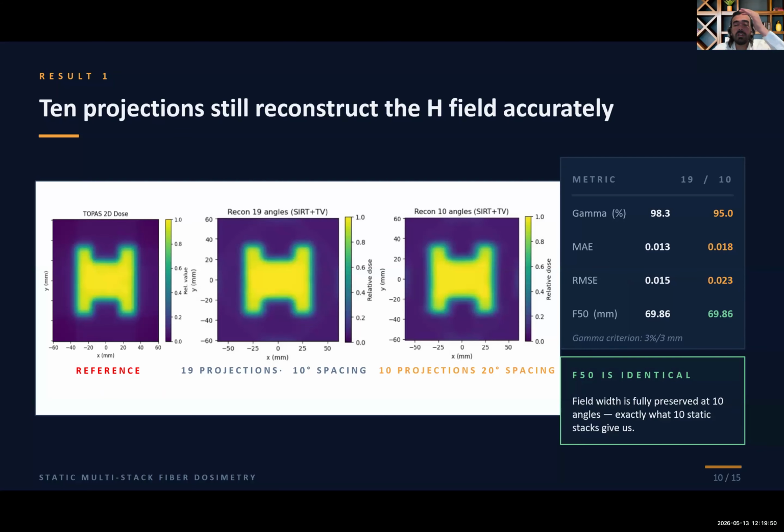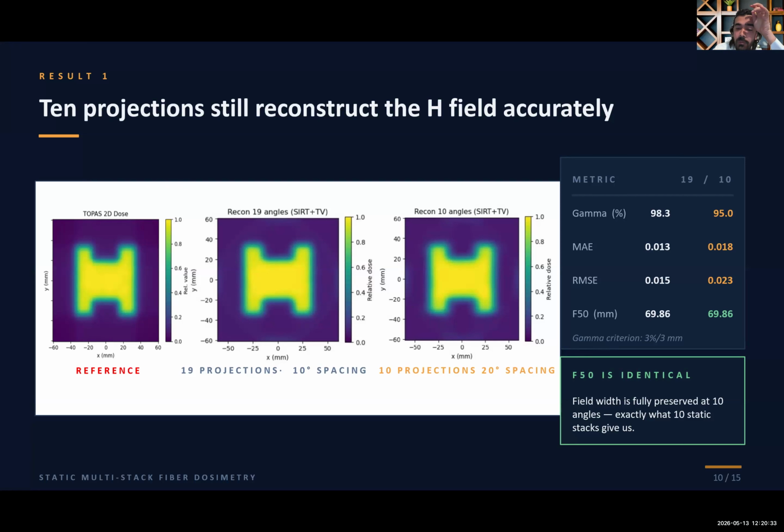The first image on the left is the reference, which was obtained by scoring dose to water in a thin layer of water at Dmax. Next, we have two reconstructions of the H field, one using 19 projections at 10 degree spacing, so we are going from 0 to 180 degrees. The first data is for 0, the second is 10, the third is 20. The third image on this slide uses 10 projections at a 20 degree spacing. The bottom row shows the central horizon.